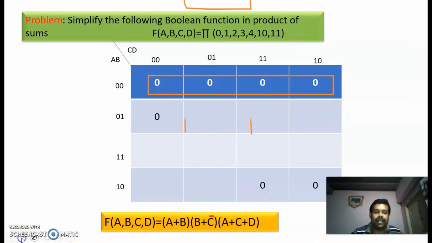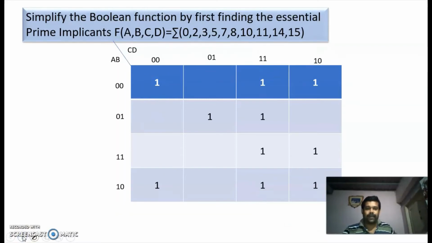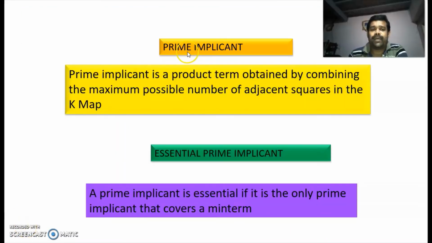So next question, the given question is in POS. You have to plot the numbers, then group, and we have to write the answer. So next we are going to study what is meant by prime implicant. So prime implicant is a product term obtained by combining the maximum possible number of adjacent squares in K-map. So this prime implicant is a product term. It is obtained by combining the maximum possible number of squares in K-map.